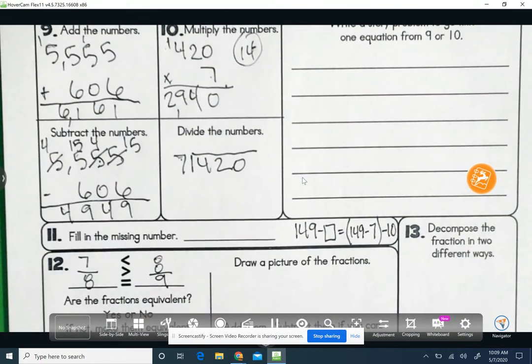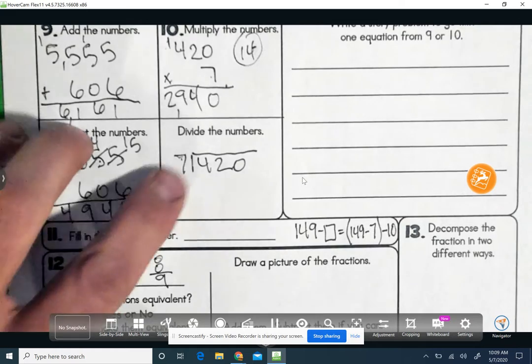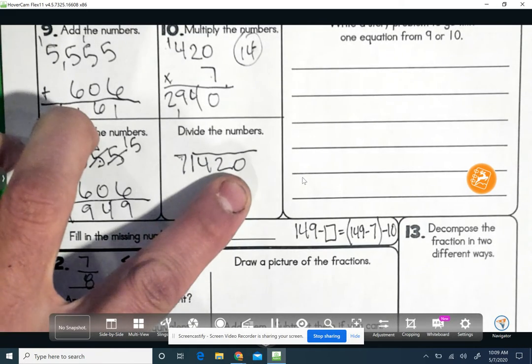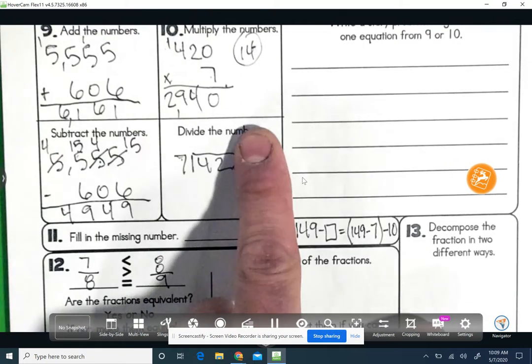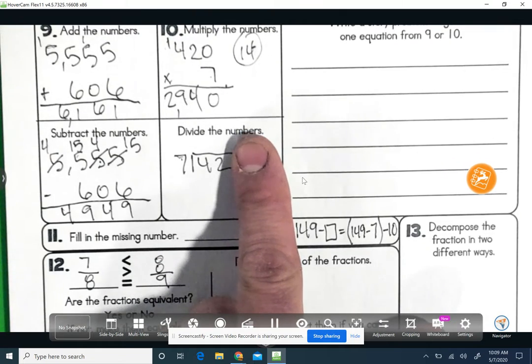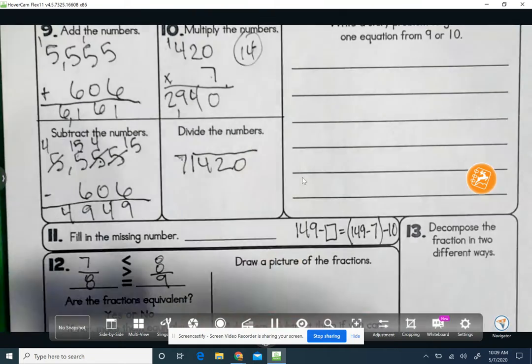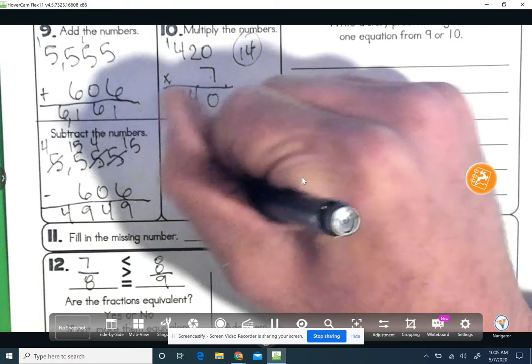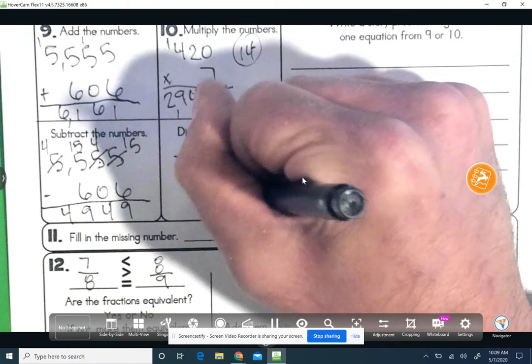2,940. Now long division. 420 divided by 7. I cannot divide 4 divided by 7. 4 is smaller than 7, meaning I need to immediately go over one digit and look at this problem as 42 divided by 7. That would be 6. I get 42. Then I subtract, and I bring down my 0.